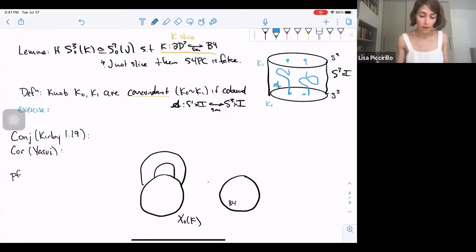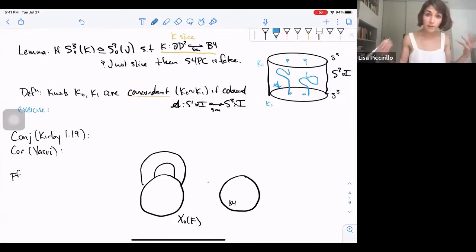So K0 and K1 certainly co-bound some surface in there in the trivial homology class, and concordance is really demanding that it be an annulus. So the concordance, by the way, in particular, is an example of this sort of question: what's the smallest genus surface you can find in a homology class with given boundary requirements?